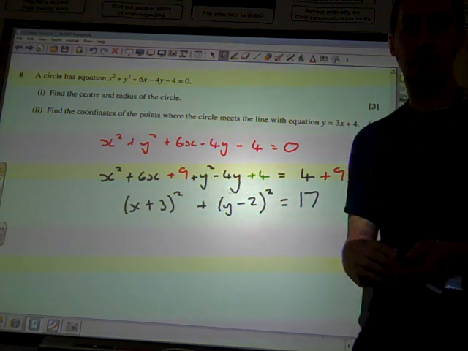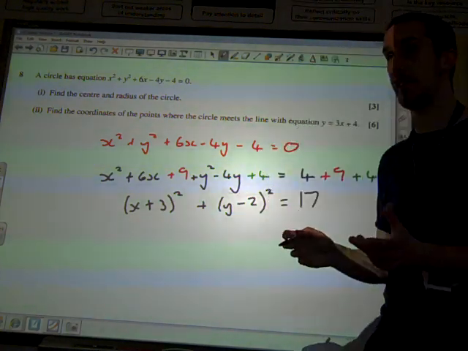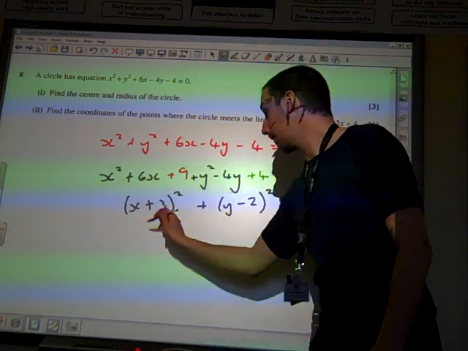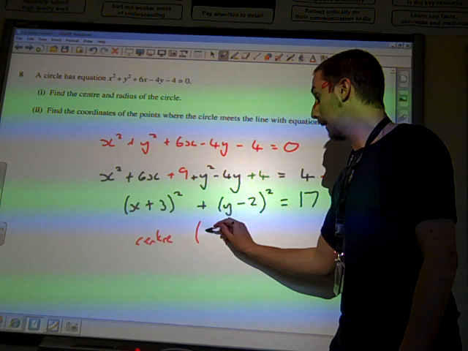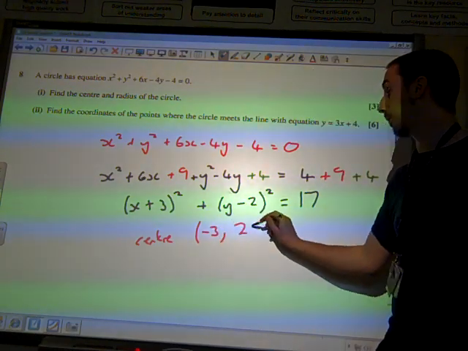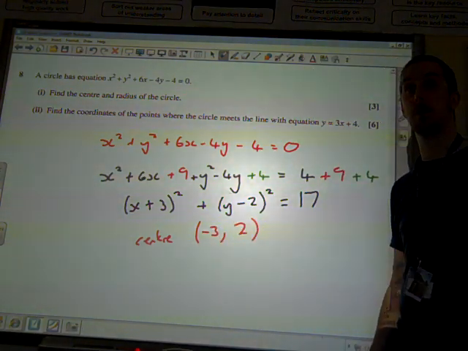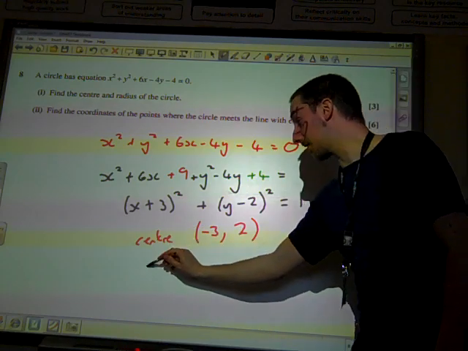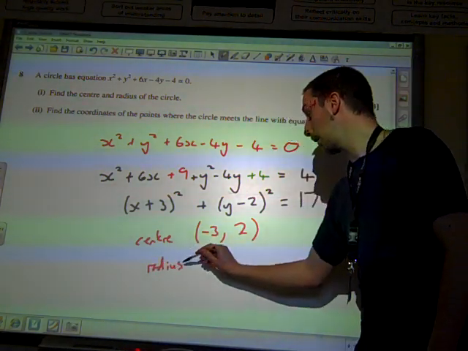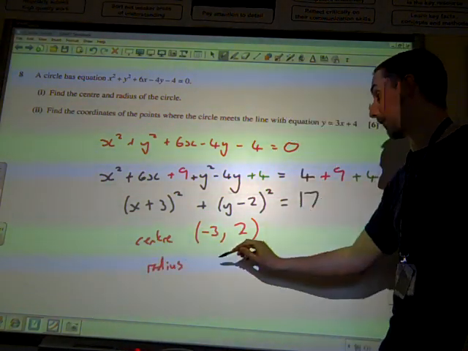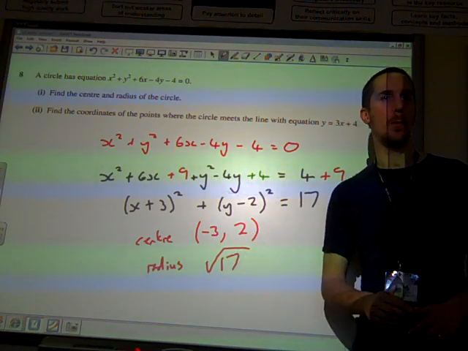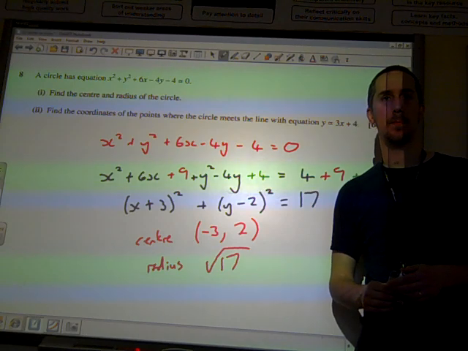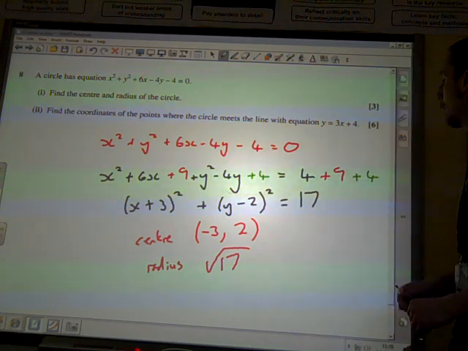Okay? And so if I want to know what my centre and radius is, then my centre is minus 3 and 2, the values that make those brackets 0. And my radius is a slightly odd radius. My radius is the square root of that 17 that's there. And 17, of course, is a prime number and we can't simplify that at all. Good. That was 3 marks.